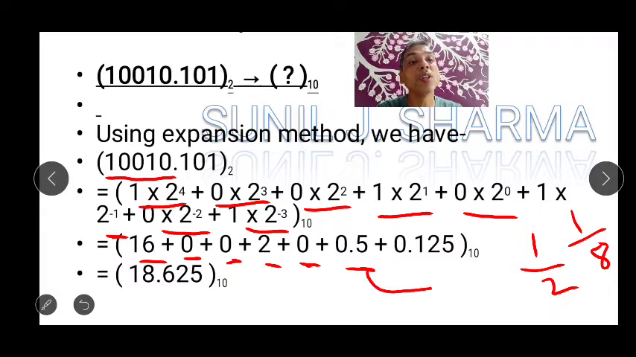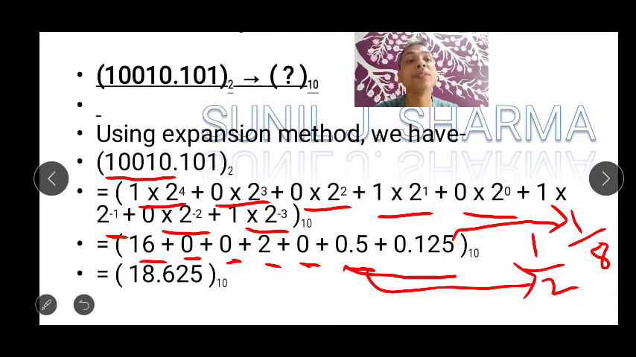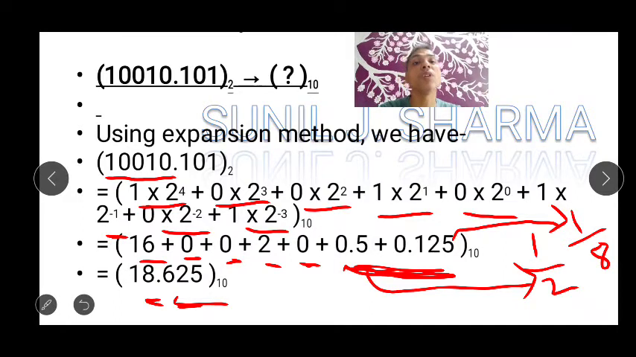When you divide 1 by 8, you will be getting 0.125, and this part you have to add differently. So you will be getting this, and this is your real part. 16 plus 2 is 18. So I hope you understood. You can take any example and you can do this.